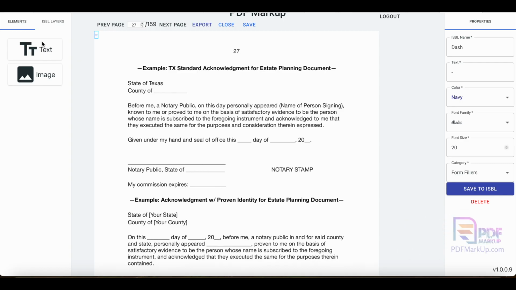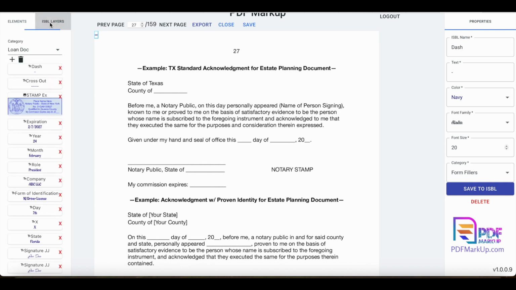So let's check out this Texas Standard Acknowledgement for Estate Planning Documents. This is a sample example of what one looks like, the notarial cert. So it says state of Texas. If you're in the state of Texas, you would leave that alone. If you weren't in the state of Texas, you would want to cross that out.